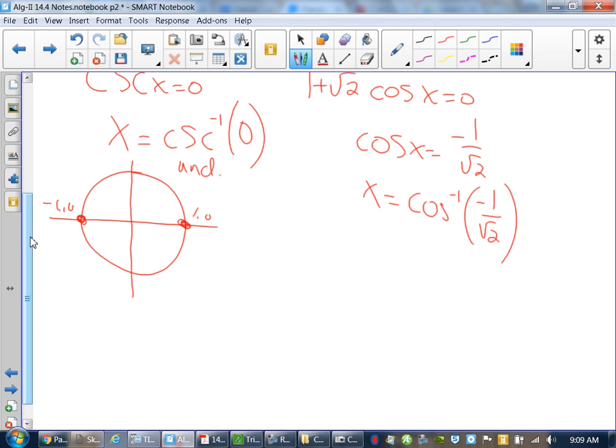At pi, sine is 0 again. At 3 pi over 2, sine becomes -1, and then back at 2 pi, it's back to 0. Everybody okay with that? So your standard oscillation, your standard look of what a sine curve would do as it goes around the unit circle, it's making that wave.